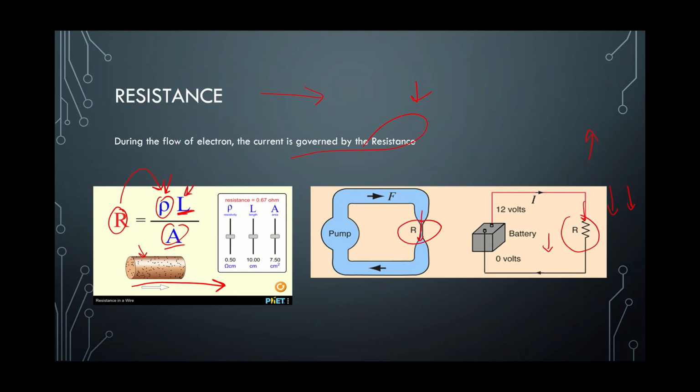So if the length increases, the total resistance will increase because it's a multiplication. If the cross section of the element increases, that means the resistance will be less. So the increment of the length will increase the resistance, and the increasing of the cross section of the material itself will decrease the total resistance.